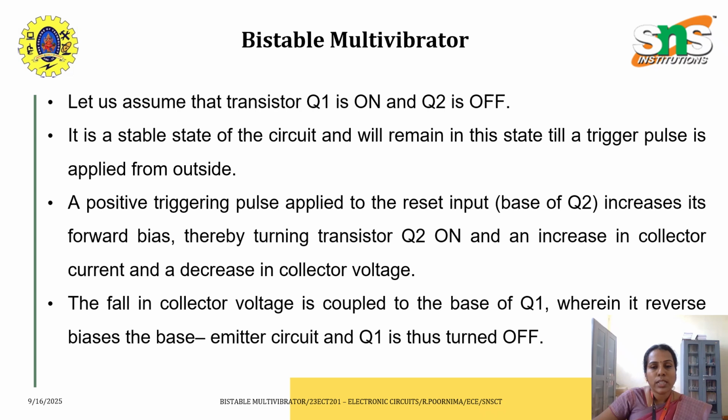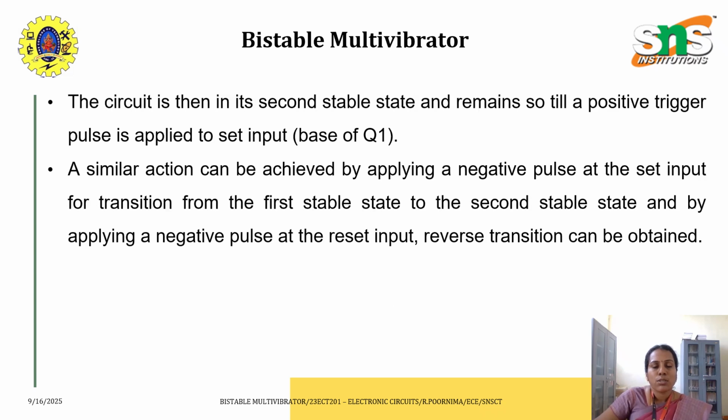This will increase the collector current and decrease the collector voltage. The fall in collector voltage is coupled to the base of transistor Q1, since it is connected to the base of Q1. So it reverse biases the base-emitter circuit and Q1 is turned off. Like this, the trigger pulse changes the transistor state from Q1 on to Q1 off. Now the second transistor Q2 becomes on in this state, so the circuit is then in its second stable state.